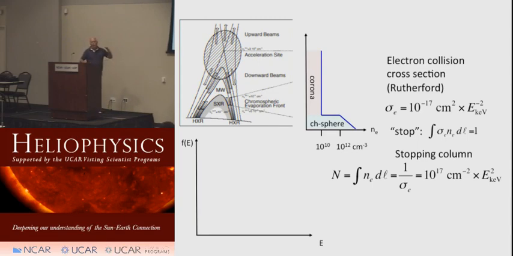And the Coulomb collision or Rutherford scattering cross-section, this is kind of junior or senior level physics, is a cross-section in centimeters squared, and then it scales with the energy of the electron. Here I'm expressing energy in kilovolts. So a 1 kilovolt electron has a scattering cross-section of 10 to the minus 17 centimeters squared. This is just the Rutherford scattering cross-section. So when the electron's on its way, it's going to run into things and stop.